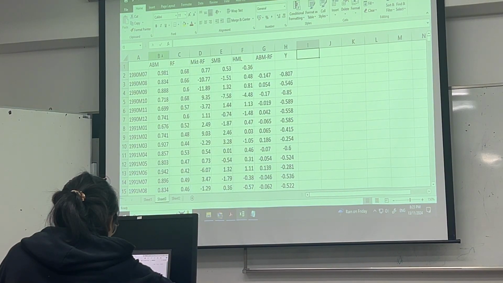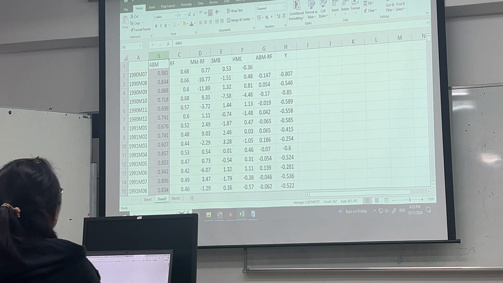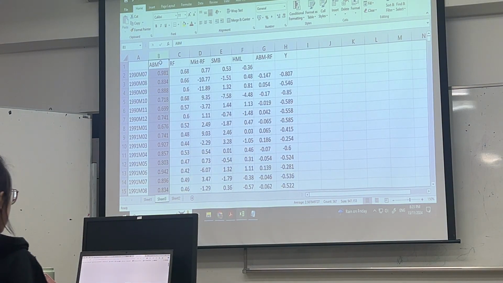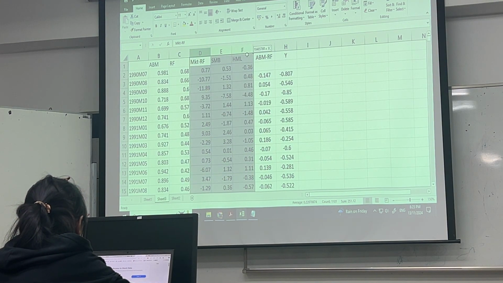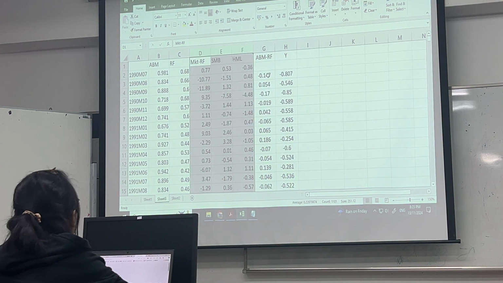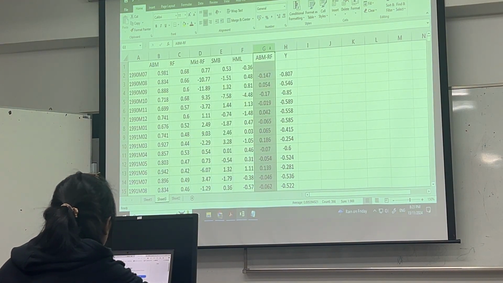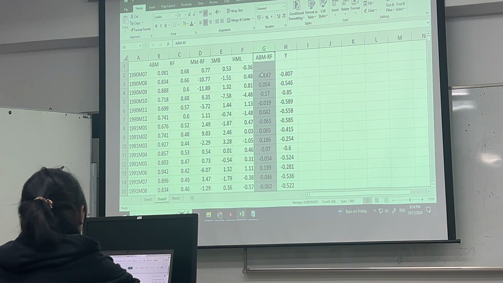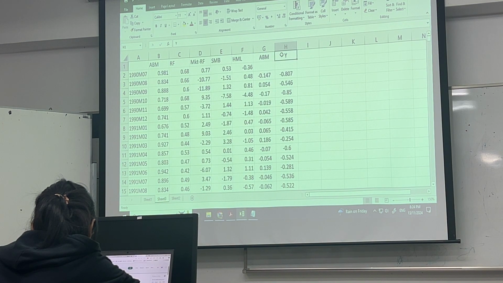So this is my data set. My Alliance Bank of Malaysia Berhad stock price, then my risk rate, then the three variables here. Then I create my dependent variables: Alliance Bank Malaysia minus the risk rate. So I need to generate the return first, then after that I create my dependent variables.